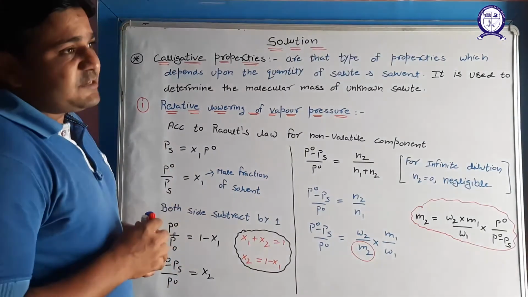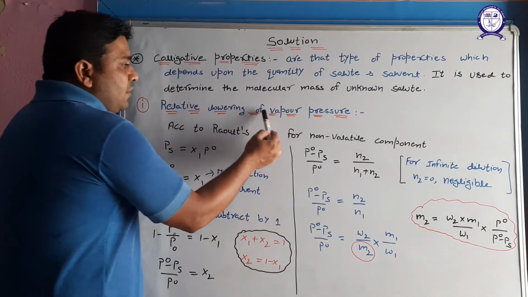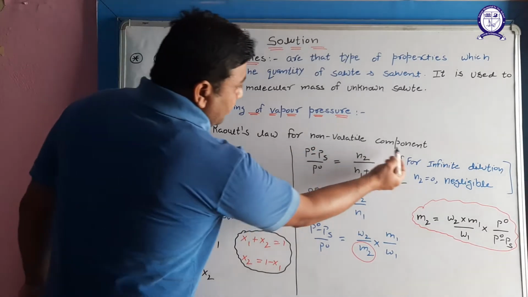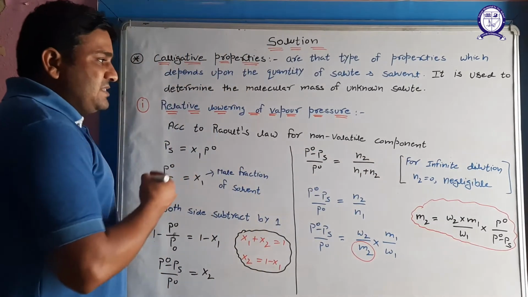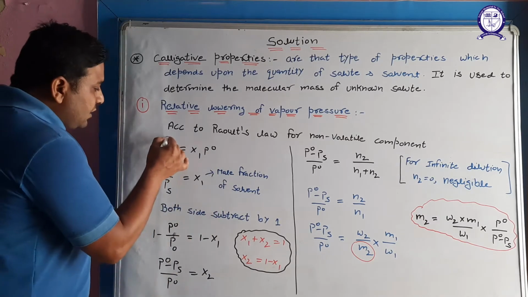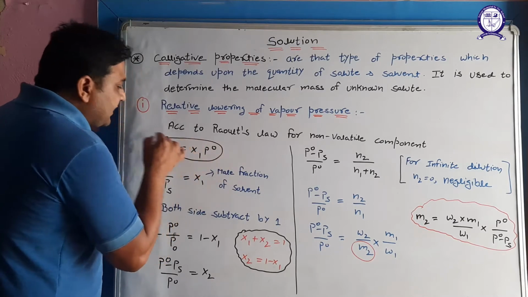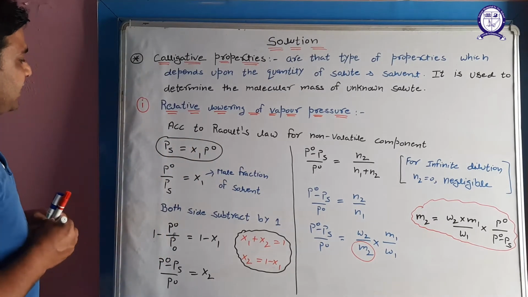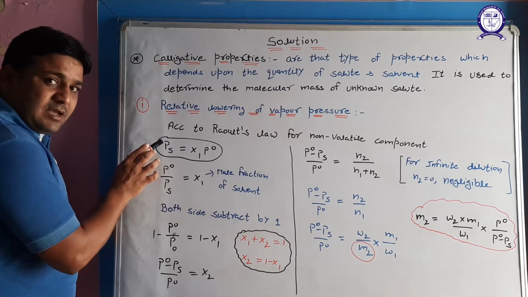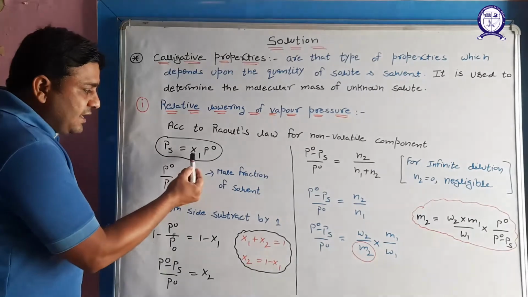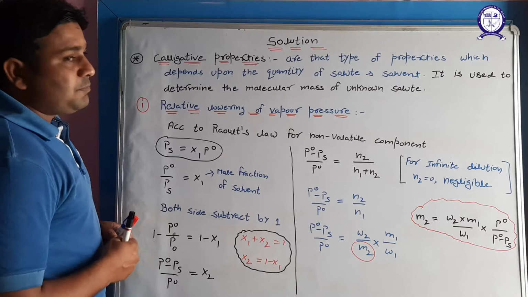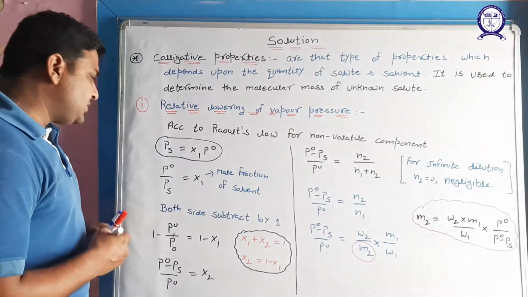Now start with the first colligative property, relative lowering of vapor pressure. Clear? According to Raoult's law for a non-volatile component. Students, in the last class we discussed Raoult's law for a non-volatile component, which gave us the result PS is equal to x1 into P naught, where PS is the vapor pressure of the solvent in solution, or simply the vapor pressure of the solution, x1 is the mole fraction of the solvent and P naught is the vapor pressure of the solvent in the pure state. Clear?